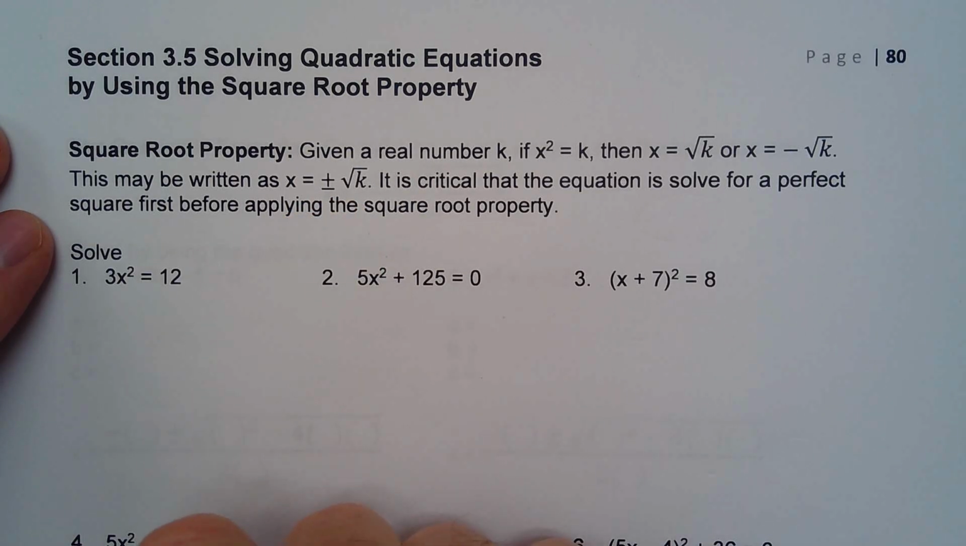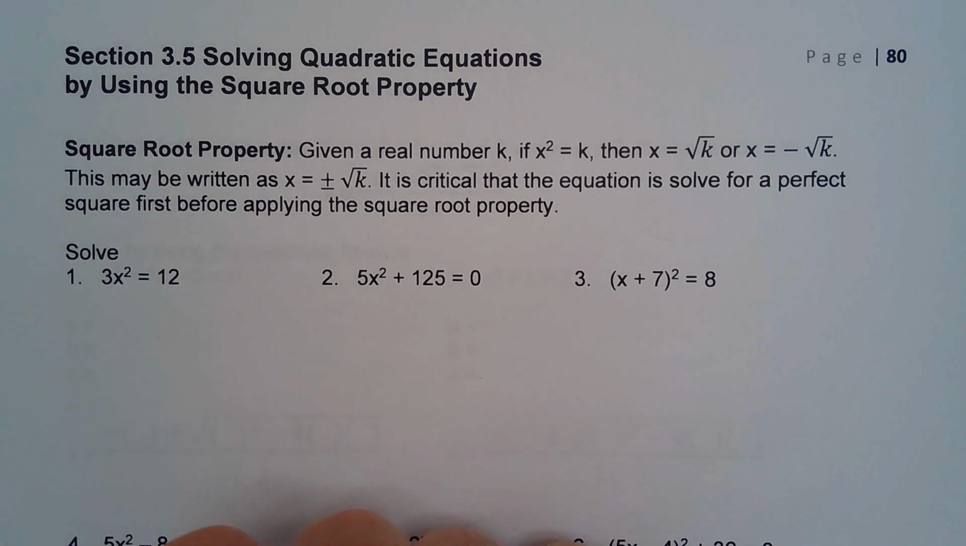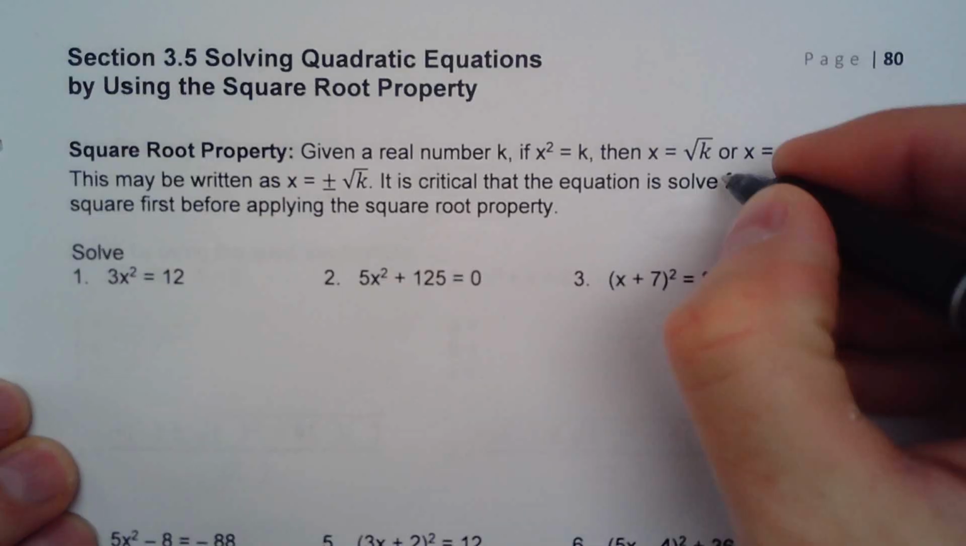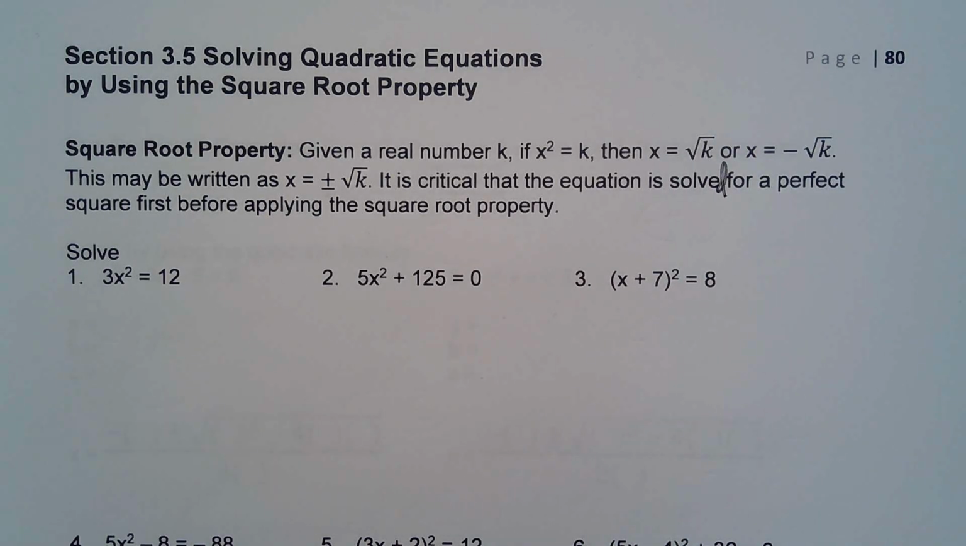It is critical that the equation is solved for a perfect square before applying the square root property. I guess we need to have a D there for solved.